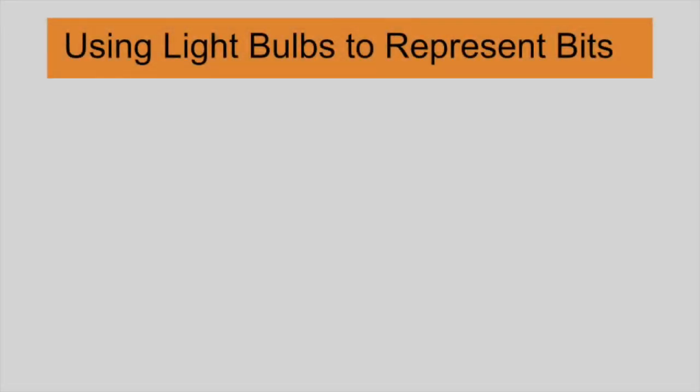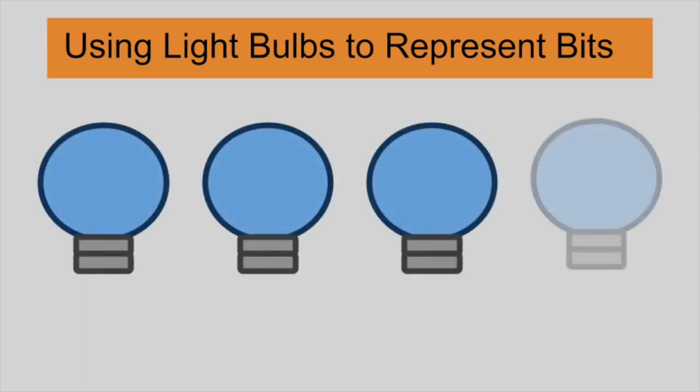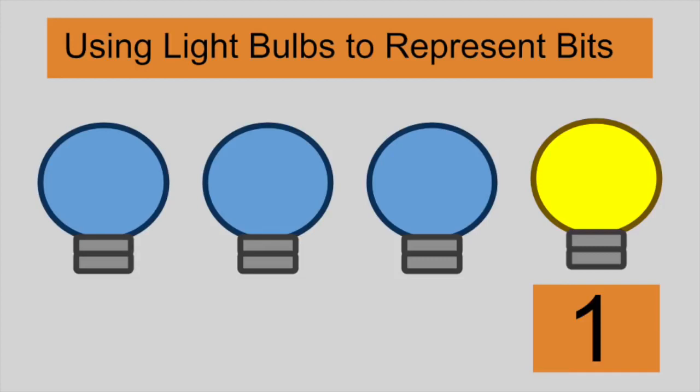Let's use light bulbs to represent bits. Suppose we have an array of 4 light bulbs. When a light bulb is on, we can represent that on state as the digit 1. Conversely, we can represent the off state as the digit 0. Suppose each bulb represents a power of 2 when turned on.